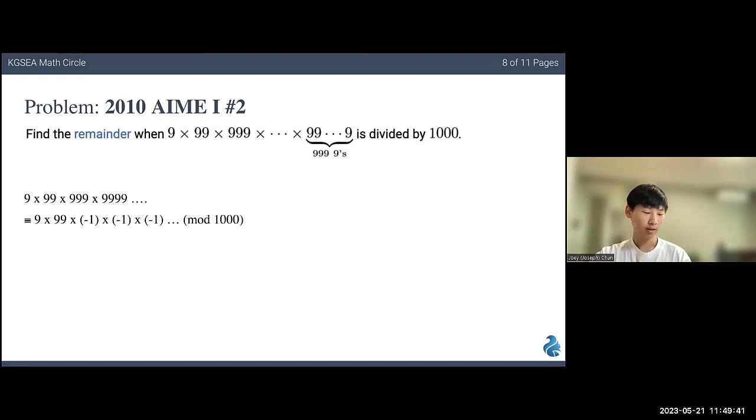So thus the product equals 9 times 99 times a bunch of negative 1s. And to be exact, that would be 997 negative 1s, because there's a total of 999 terms, and excluding the first two, there would be 997 negative 1s. So we can calculate this simply into negative 891. And then after adding 1,000, we get that the remainder is 109.